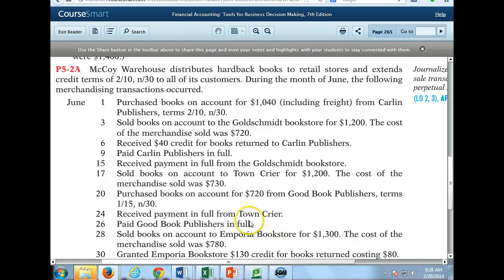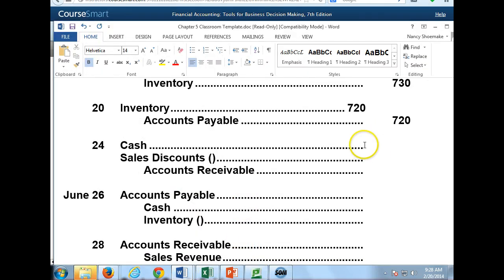Okay, so then as we move on, Darren, what's gonna happen with the transaction on June 24th? Received payment in full from Town Crier. So do they have a discount they get to take advantage of? So how are we going to figure that out? What were they supposed to give us? $1,200. But what are they actually going to give us? $1,176. So the sales discount is basically going to be the $1,200 at 2%, right? Isn't it a 2% discount? Yeah. And that's going to be $24.